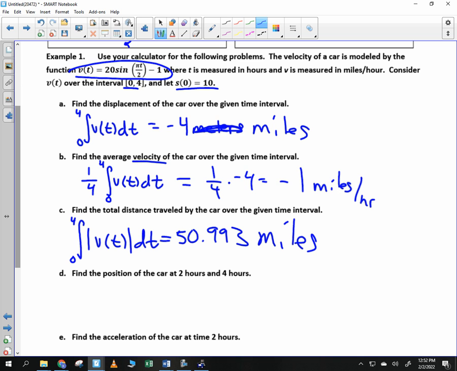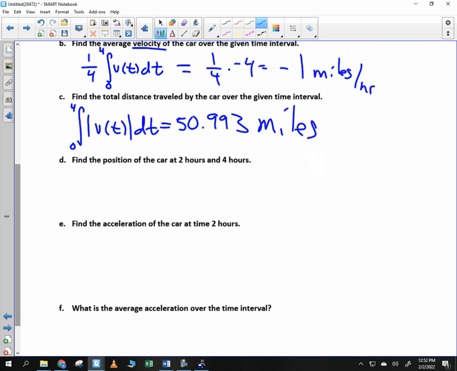We good? All right, let's go back to something we've done before. It says find the position of the car at 2 hours and 4 hours. Here's what we want to determine. Position is equal to, this is something you're going to have to learn to memorize. Do you remember what we used to say about particle motion? The position is equal to the start plus displacement.